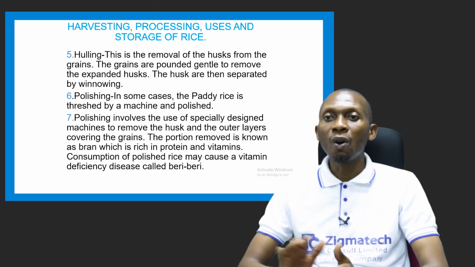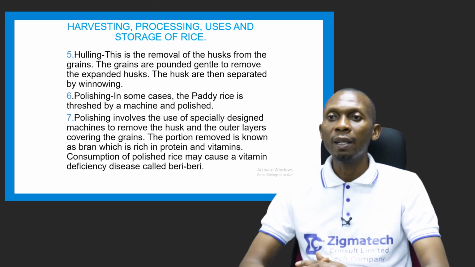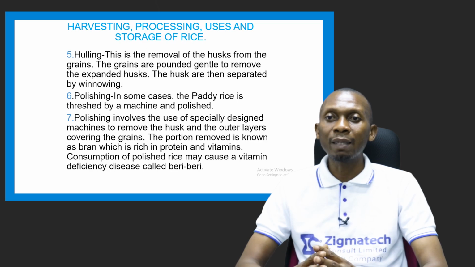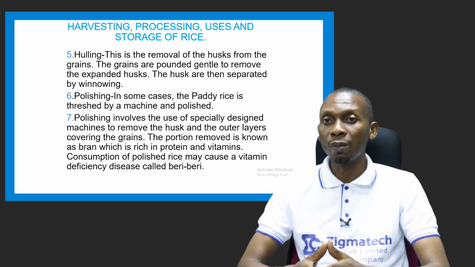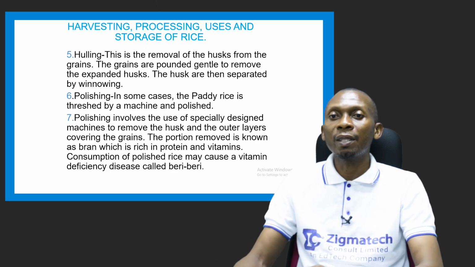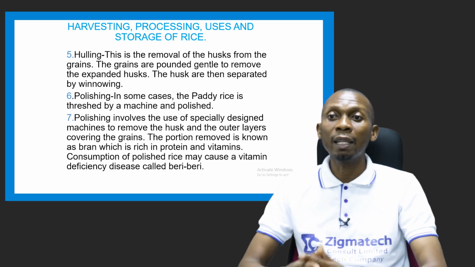The next we have is hulling. So this has to do with the removal of the husk from the grains. Now, the grains are pounded gently in order to remove the expanded husk, which has expanded as a result of the parboiling. So the husks are then separated by winnowing. Now, polishing. In some cases, the paddy rice is fed into a machine and polished.